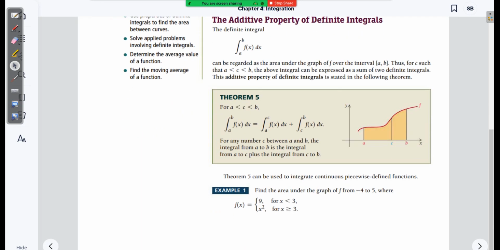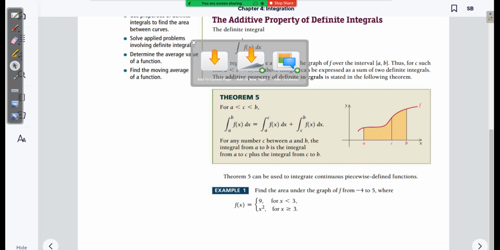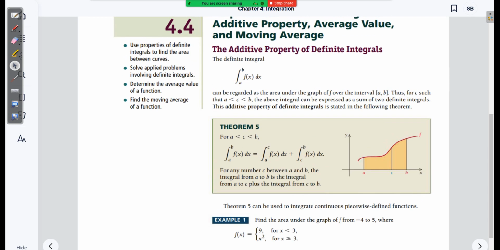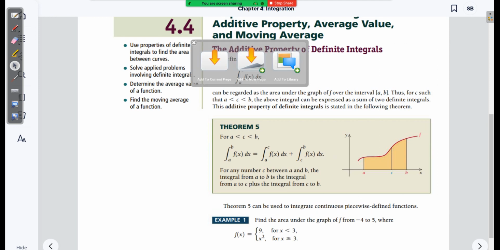Let's go ahead and actually let's snip that and put it on the page. All right, one moment. Alrighty. Sorry about that.